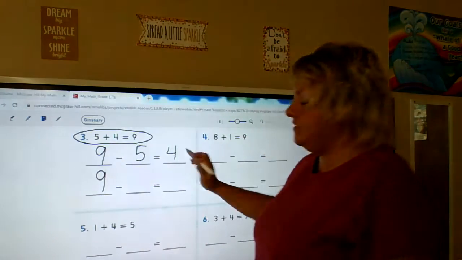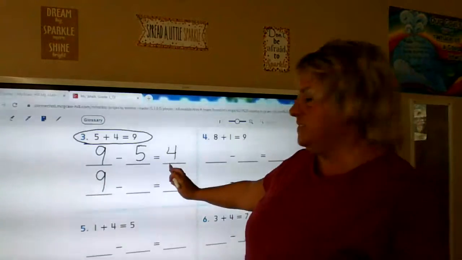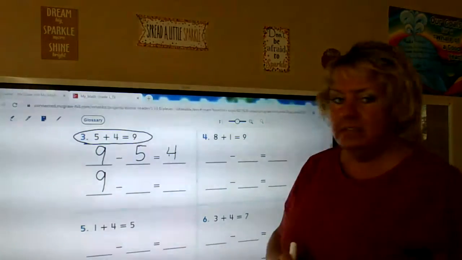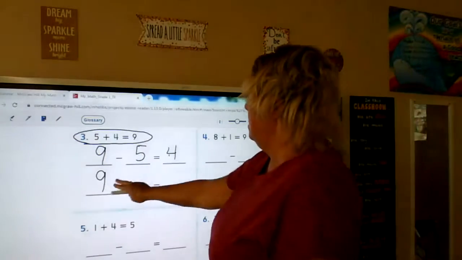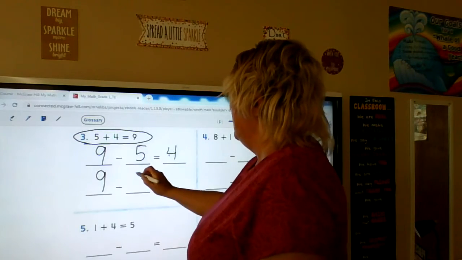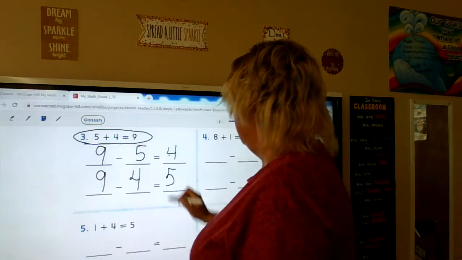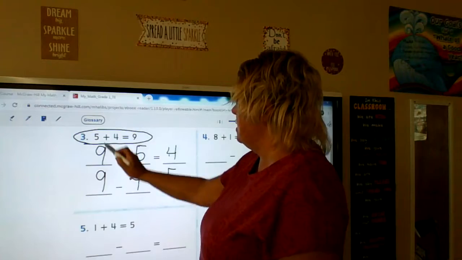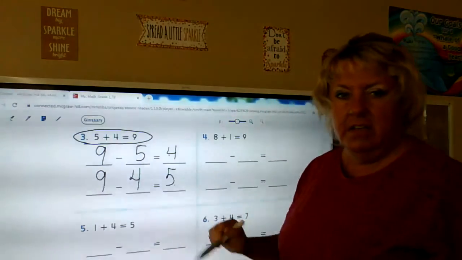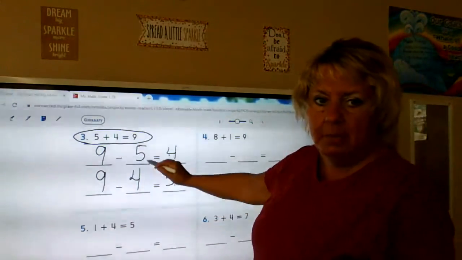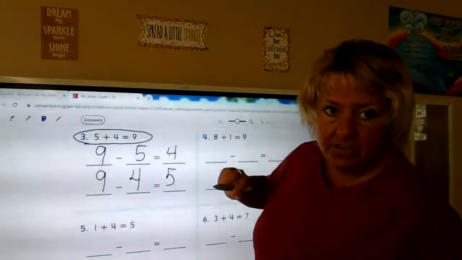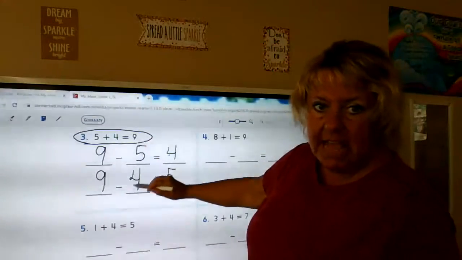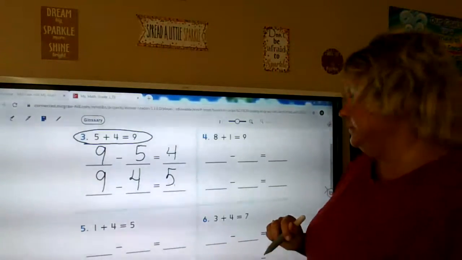9 minus 5 is 4. Let's check ourselves. Is 4 plus 5 9? Yes. Here, we just switch the numbers. 9 minus 4 is 5. Is 5 plus 4 9? Yes. So these are the 2 subtraction problems that go with this addition problem. All 3 of these number sentences have a 5, a 4, and a 9.